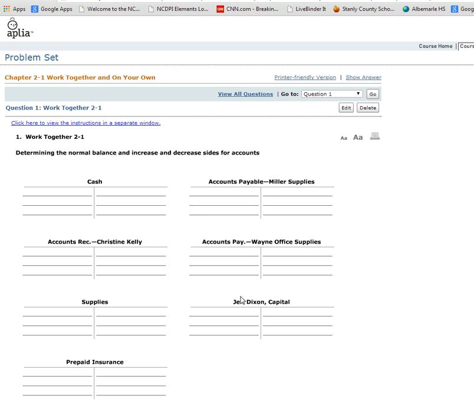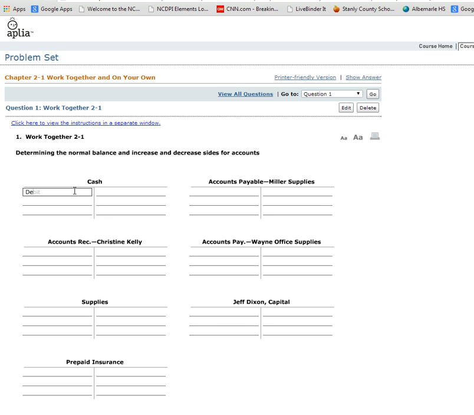Work together. You have cash, accounts receivable, Christine Kelly, supplies, prepaid insurance, accounts payable, Miller Supplies, and Wayne Office Supplies, and Jeff Dixon Capital. It tells you to prepare a T account. The T accounts are drawn: cash, accounts receivable, supplies, prepaid insurance. All of these are our assets. Liabilities are our payables, and Jeff Dixon's capital. Label the debit and credit sides.